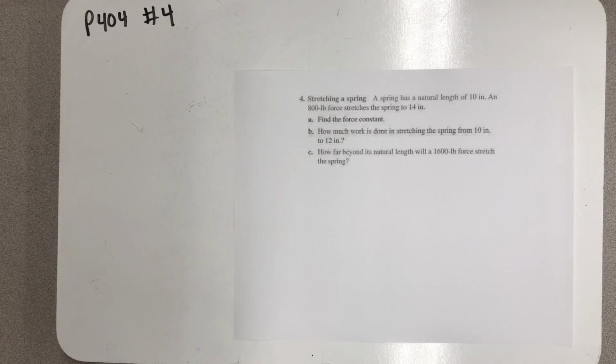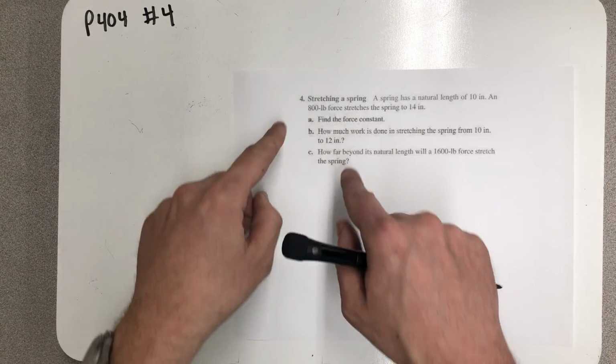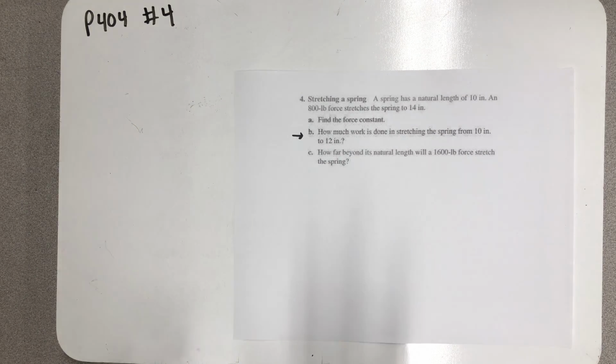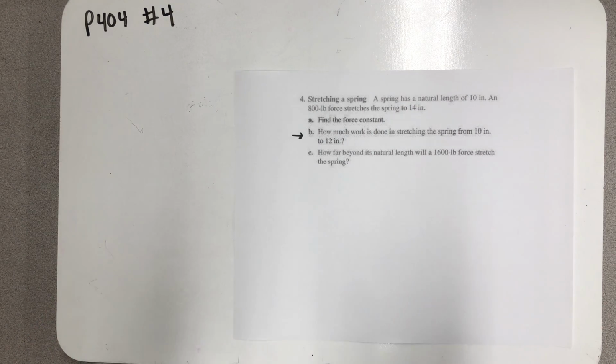B, how much work is done in stretching the spring from 10 inches to 12 inches? C, how far beyond its natural length will a 1,600-pound force stretch the spring? Okay, the first thing I want to notice is this is given to me in inches and pounds, and here in part B, I'm going to be asked to find work. And because I'm not a monster, I want to answer that in foot-pounds, not inch-pounds. I want to use a unit of work that's commonly used that people will understand.